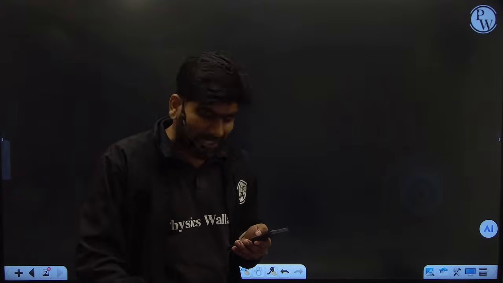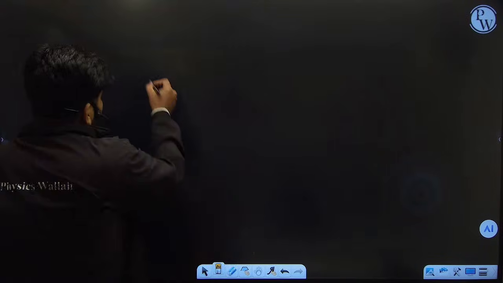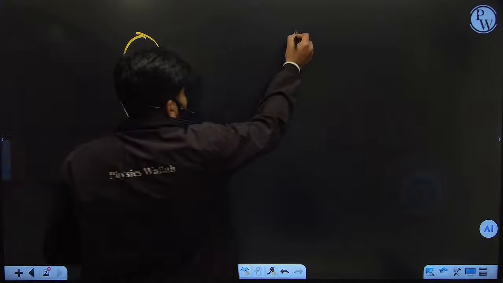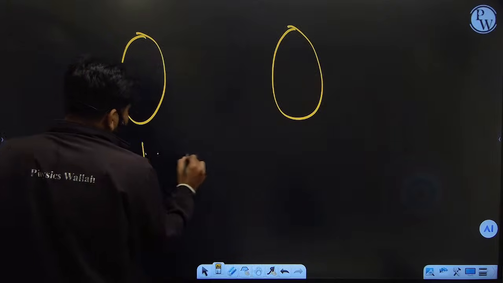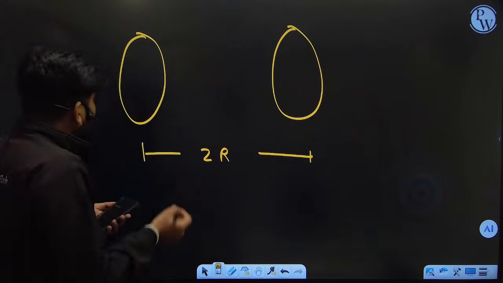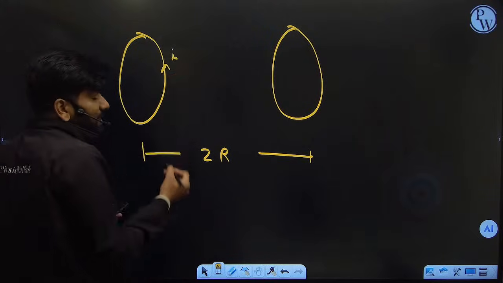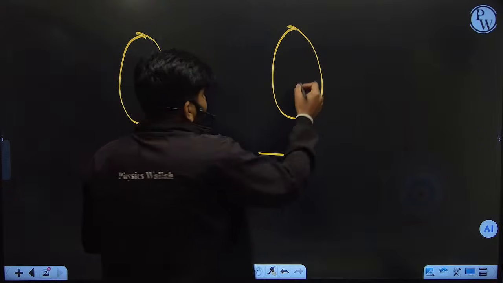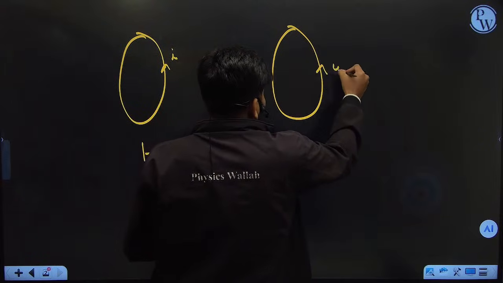It's an even much easier question than this. We have two rings, lying at a distance of 2r apart from each other, the center to center distance. This ring is carrying a current I. The other ring is carrying a current 4I.